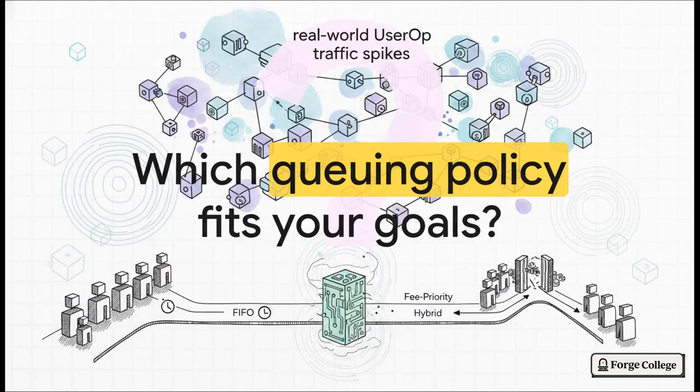Which brings us to a really critical question to leave you with today. Which queuing policy will best meet your operational objectives? When real-world UserOp traffic spikes hit out of nowhere, how will your machine handle that sudden load? Are you going to use first in, first out, fee priority, or maybe a hybrid model? Think about that for a bit, because it perfectly tees up our very next lesson on designing transaction queuing strategies.